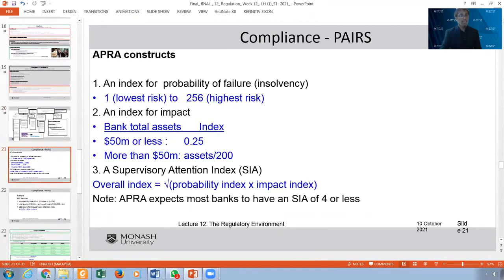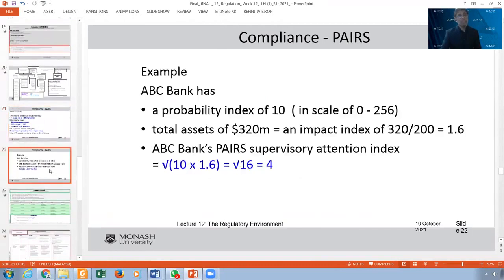So the bank total assets is 50, 25. You have to give 25. If it is more than 50, you have to have assets over 200. There is, I think, an example here, which is this one.